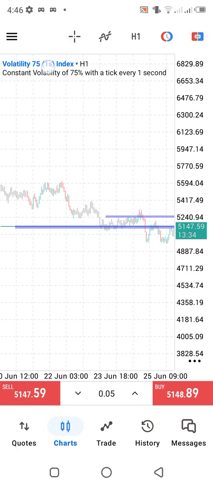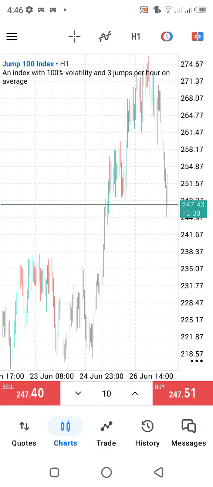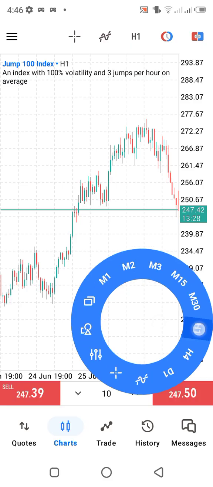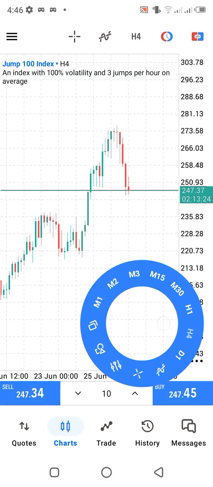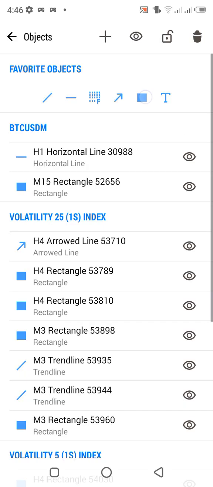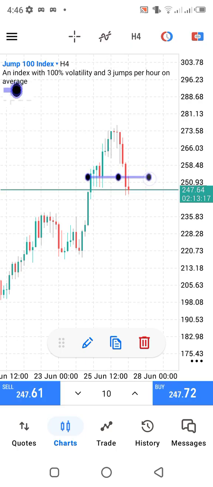Then the other pair that I wanted to touch upon is Jump 100. So on Jump 100, I want to go to the higher time frame like the H4 and just observe what price has been doing, right? So if I draw my trend lines over here, you see that this was the previous low, price closed underneath this low, right? So this is an indication that price is now shifting structure. Remember, we are bullish, but now price has broken the previous low to give us the indication that it wants to do what? Continue selling.